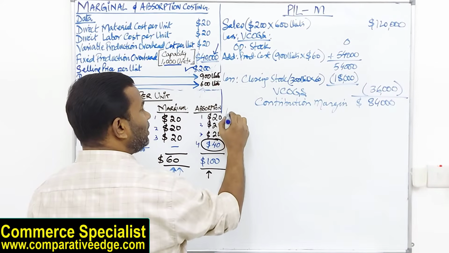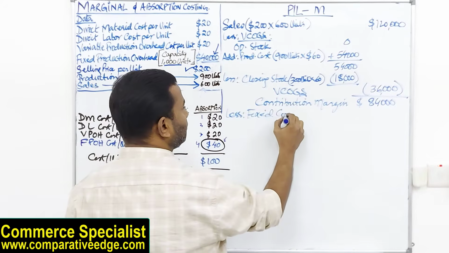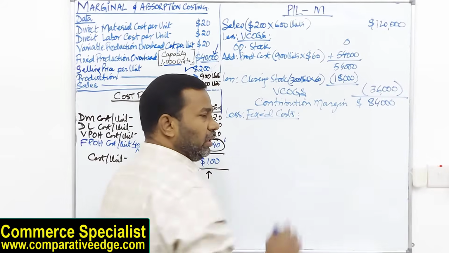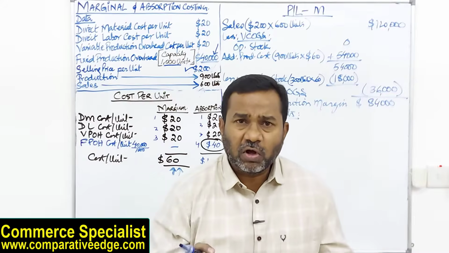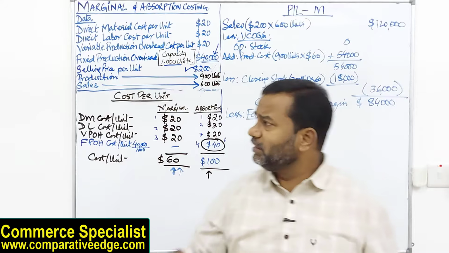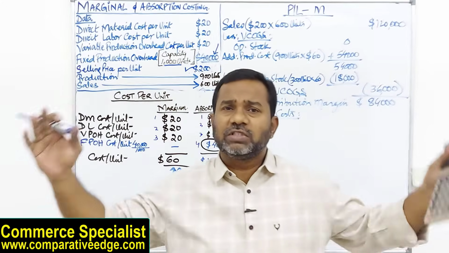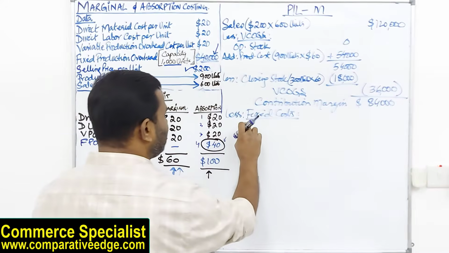From this, in marginal costing, the only last step is less fixed cost. All fixed cost. Please remember, when I say less fixed cost, I mean all fixed cost, whether they be production or non-production. In this question, there is only one fixed cost. Had there been any other fixed cost, I would subtract all of them at this point.